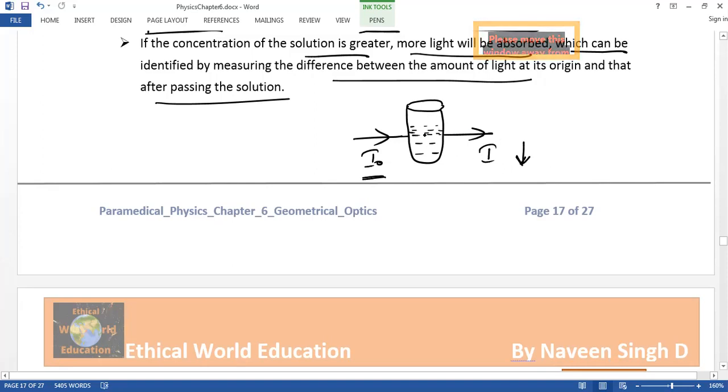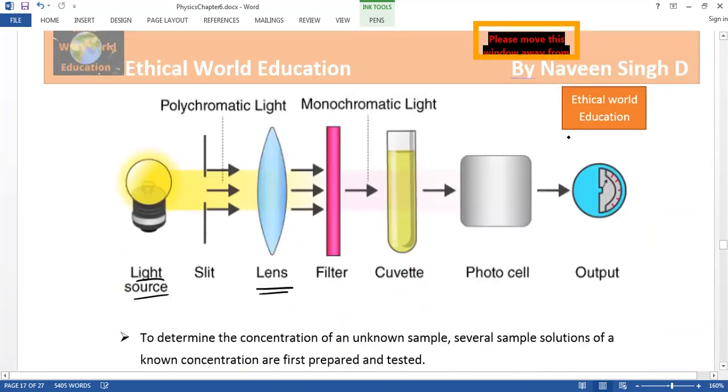If this cuvette is having a high concentration of solution, the intensity of the light will be less. If this cuvette is having low concentration, the light intensity coming out of this will be more. So this is the basic principle.